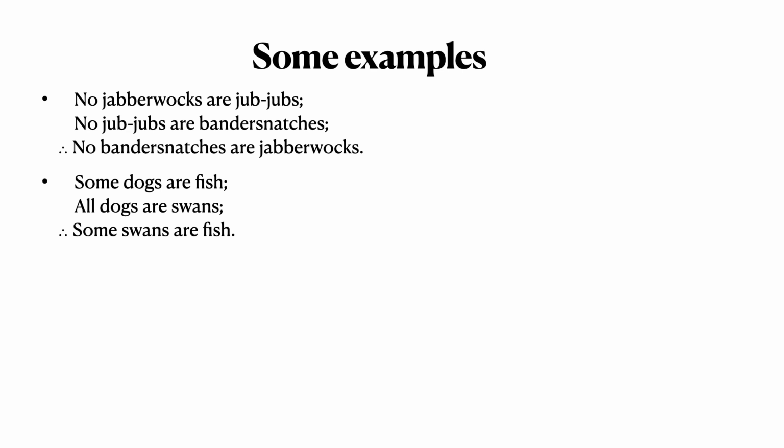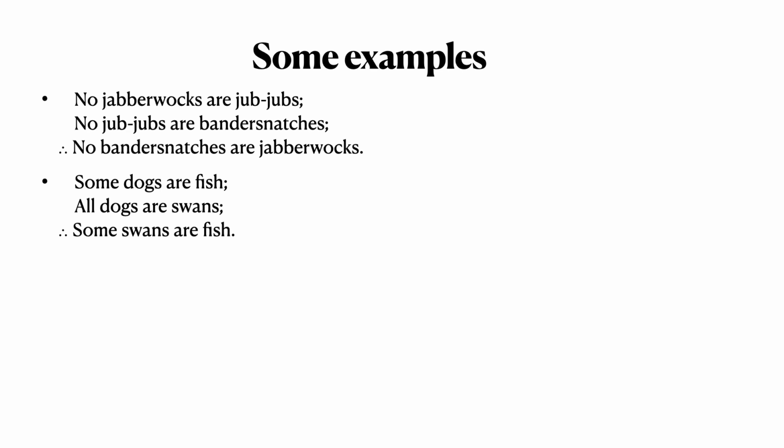Is our middle term dogs distributed at least once? Yes, it's distributed in the minor premise. All dogs are swans. That subject is distributed in the A proposition. Do we have any term distributed in the conclusion that is undistributed in the premises? Well, no, because our conclusion is an I proposition. So both swans and fish are undistributed. So there's no problem with rule 3.